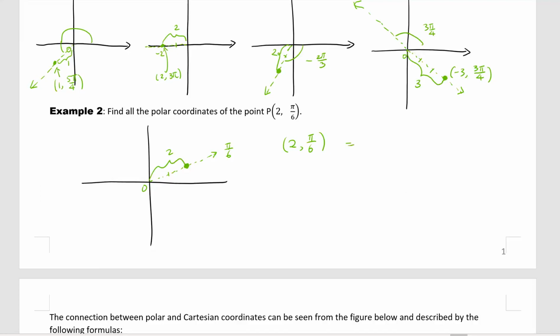Okay, how do we find all the polar coordinates for it? Well, we know this point, we can add 2 pi to it, then we have the same angle, right? So it's actually 2 and then pi over 6 plus 2k pi, right? So when we add 2 pi, we have the same point, or we can subtract 2 pi, then we still have the same point. So that's why here k is any integer. Okay, so far so good.